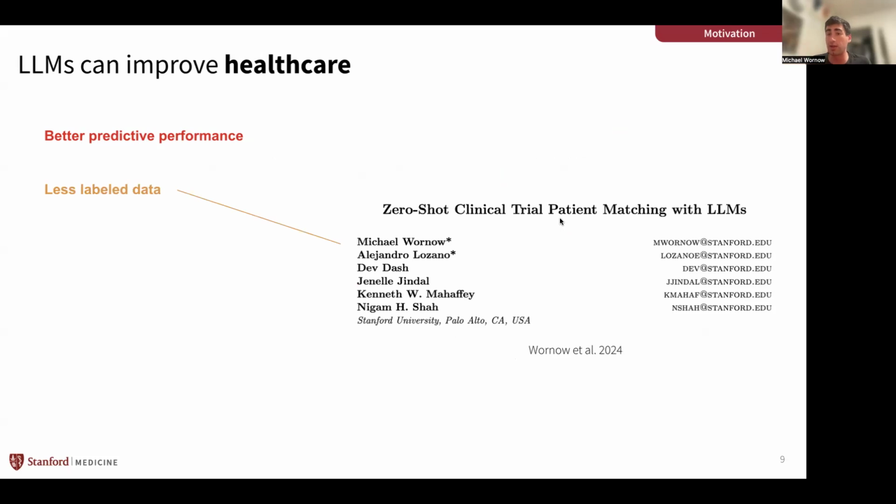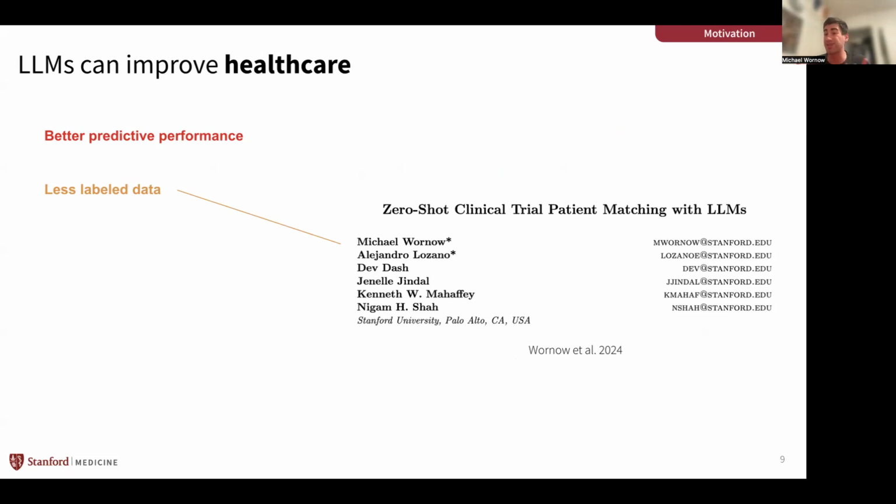Another one is that they are more sample efficient. And so what I mean by that is it requires less training data to get them to equal that same performance that we just saw in that graph. And so I'll talk about this later in the talk, but basically we had a paper earlier this year where we did matching of patients to clinical trials in a 0-shot fashion. And by 0-shot, I mean that there's no training data, there's no examples we give the model to tell it, here's how to do the task.